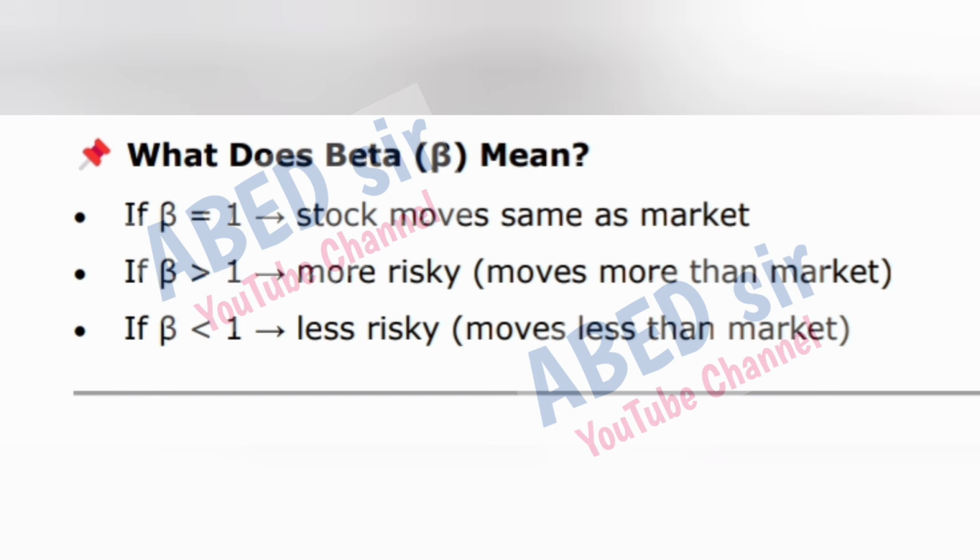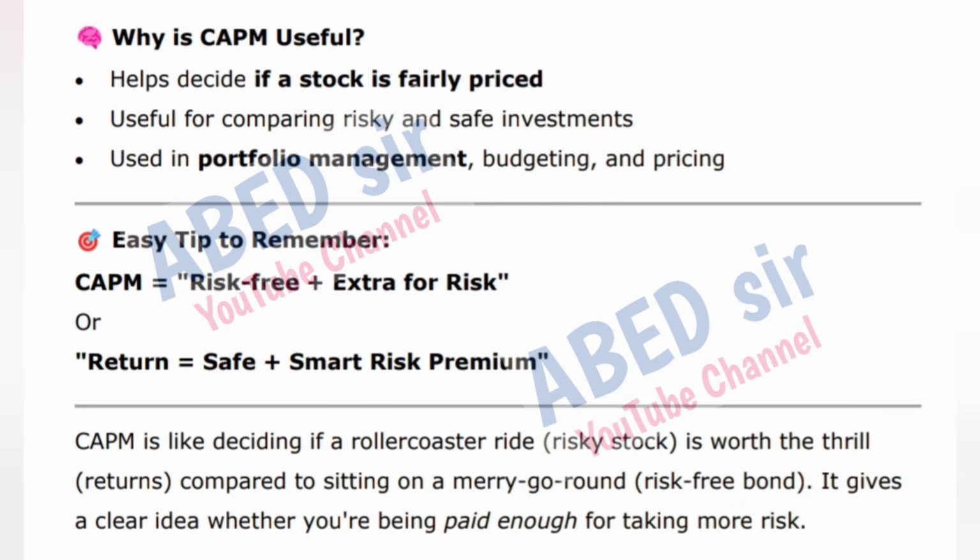What does beta mean? If beta is equal to 1, stock moves same as market. If beta is greater than 1, more risky, moves more than market. If beta is less than 1, less risky, moves less than market. Why is CAPM useful? Helps decide if a stock is fairly priced. Useful for comparing risky and safe investments. Used in portfolio management, budgeting, and pricing.